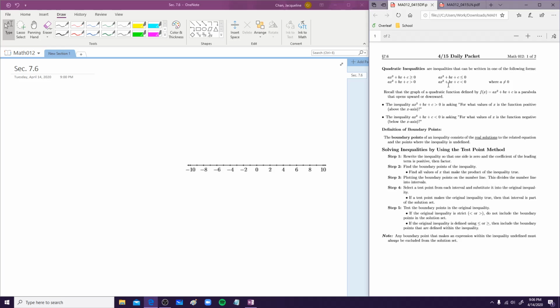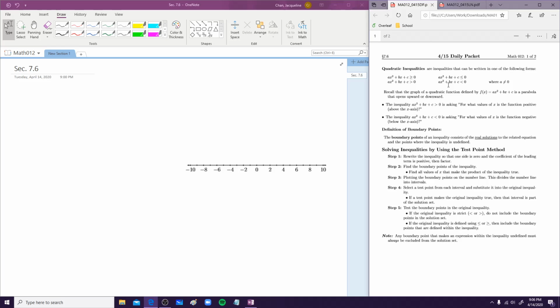But before we do examples, I'm going to cover one more thing, which is the definition of a boundary point. So what is a boundary point? The boundary point of an inequality consists of the real solutions to the related equation and the points where the inequality is undefined. Right?